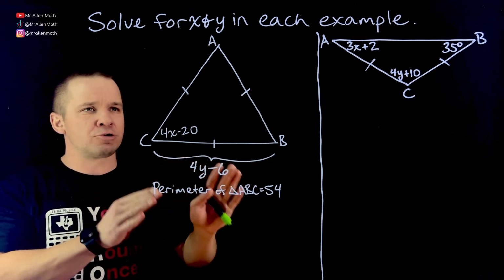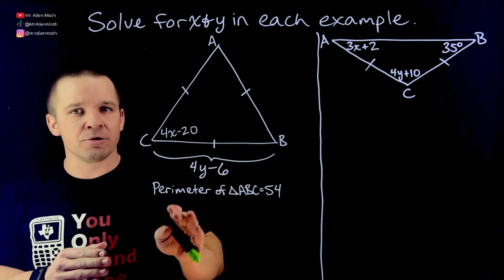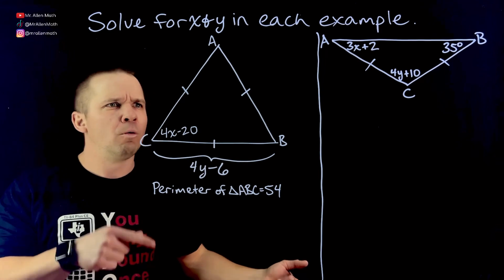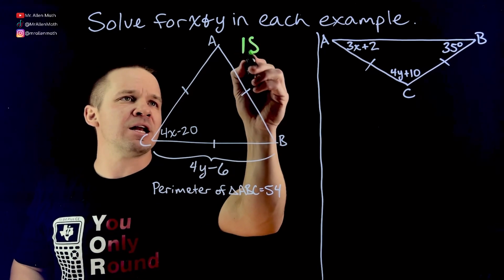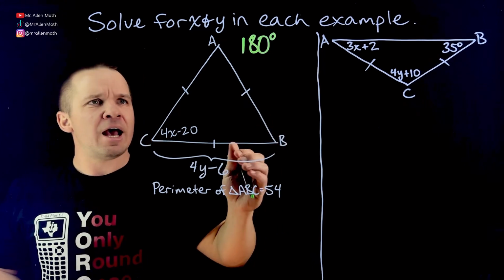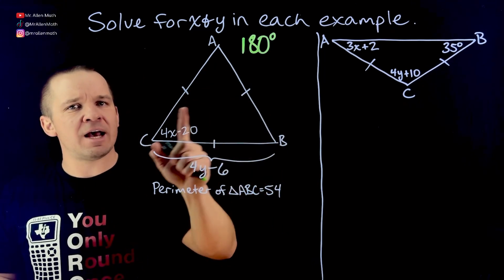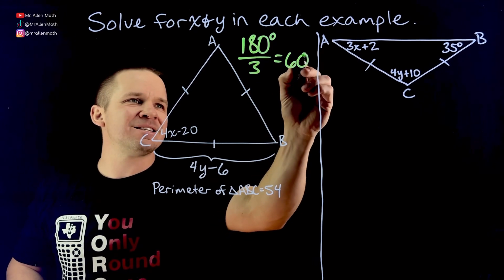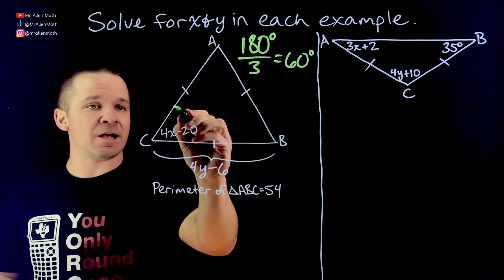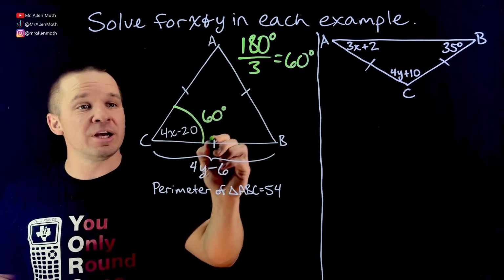Well, in an equilateral triangle, all my sides are congruent and all my angles are congruent. What's the sum of all the angles in a triangle? It's 180 degrees. And all three of these angles have to be the same, yes? So if I were to divide that by 3, I'd get 60 degrees for one of those angles. So this has to be 60 degrees right here.